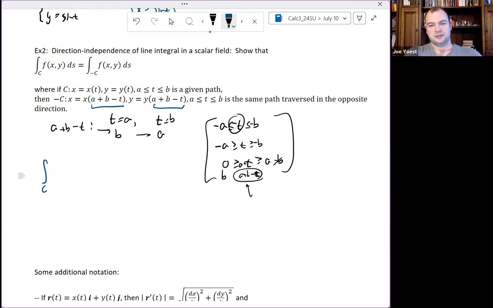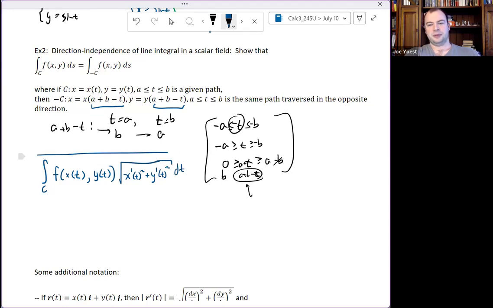So what's the integral over C of f of x, y, ds? Well, let's be a little bit clearer now that we have a couple different traversals. This is the integral of f of x of t, y of t, square root of x prime of t squared plus y prime of t squared dt. So that's what we get when we traverse in the, let's say, standard or normal or forward direction.